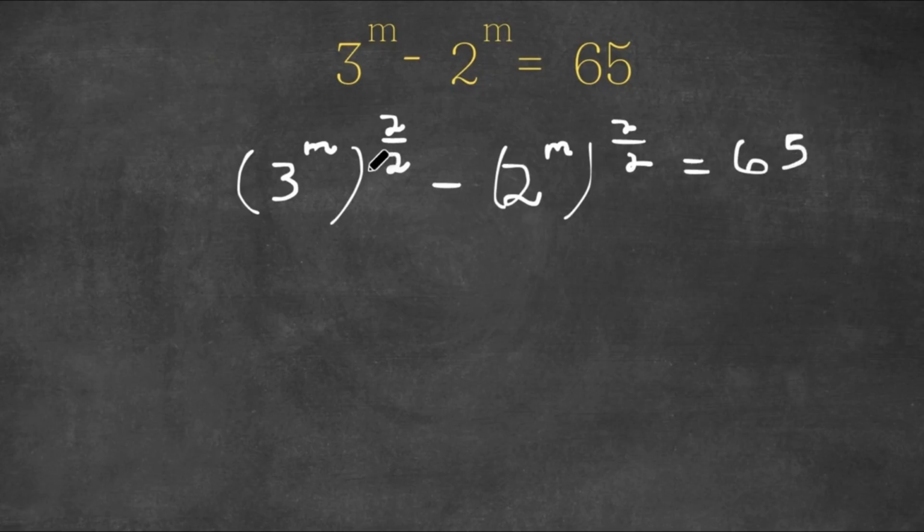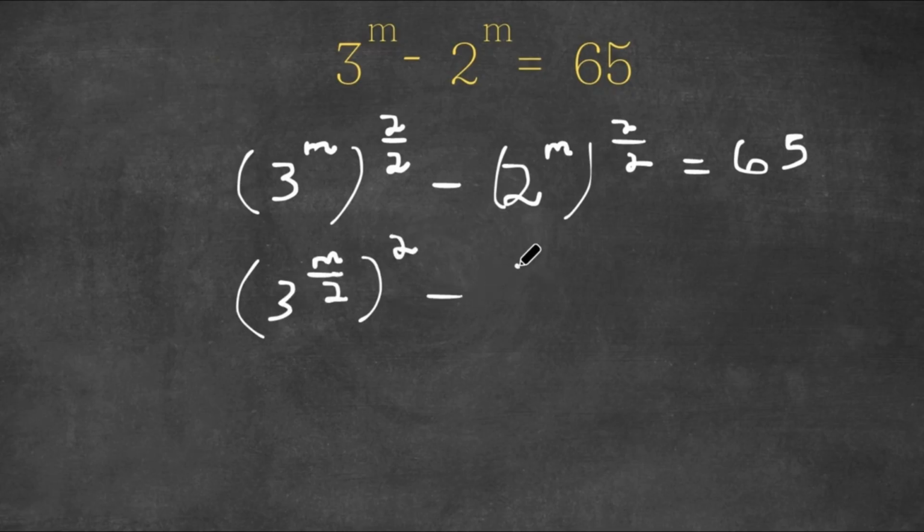Now, I can actually rewrite this as 3 to the power of m over 2, to the power of 2, because these two 2's cancel out anyways, so this is just equal to 3 to the power of m. And I'm subtracting this with the same thing over here, 2 to the power of m over 2 to the power of 2.